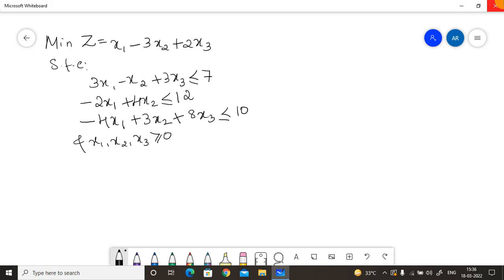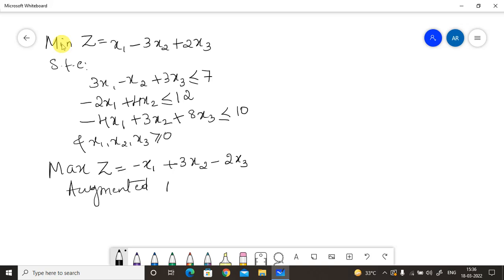So we will rewrite the given problem in this way. First we will convert this minimization into maximization, and to do that we write max z equal to minus x1, so signs will get interchanged, plus 3x2 minus 2x3. Then we convert the entire given problem into the augmented form. Since we want RHS equal to 0, the objective function will be z plus x1 minus 3x2 plus 2x3 equal to 0.